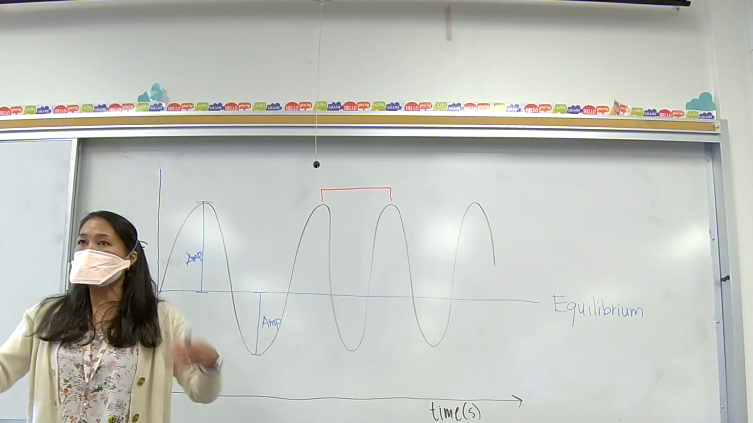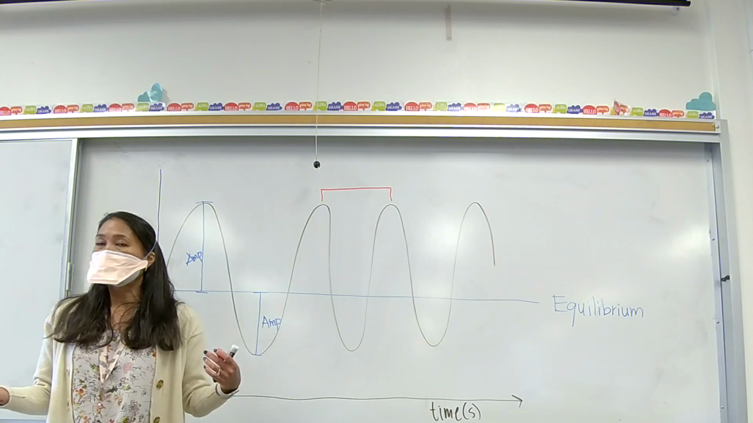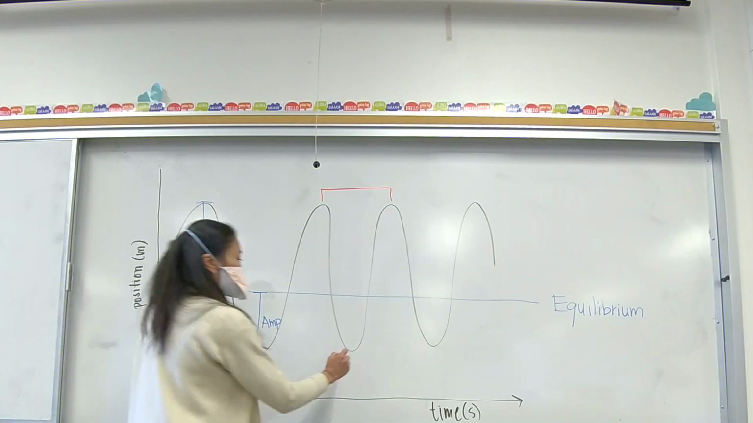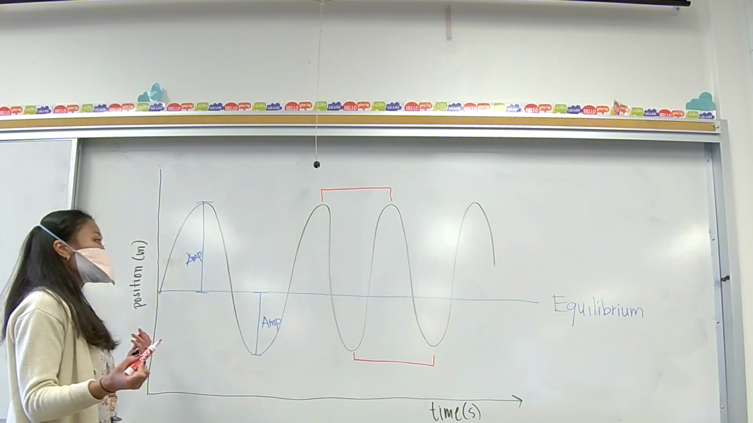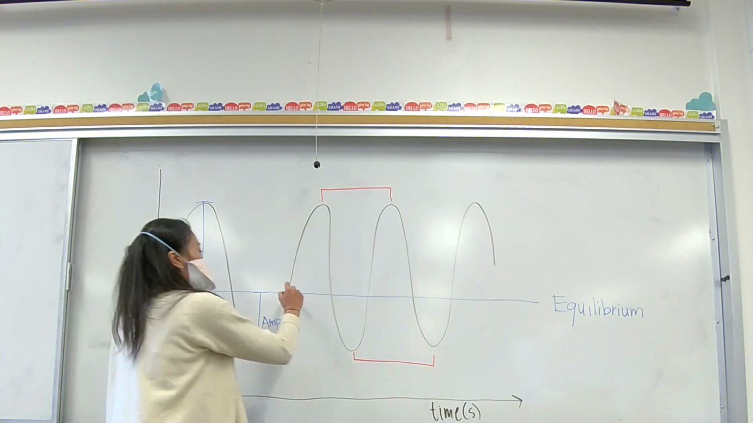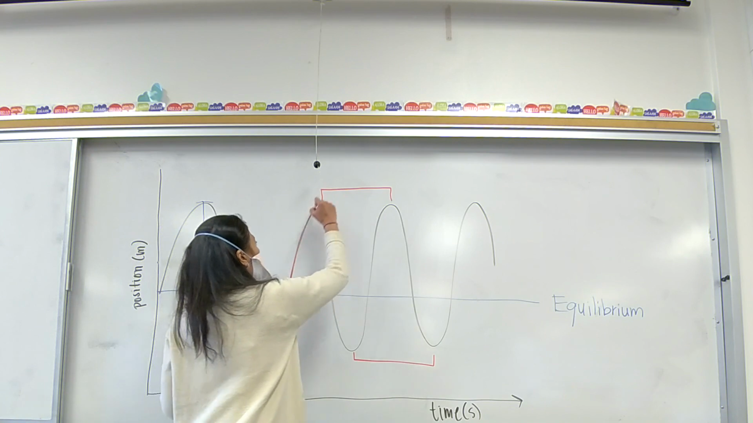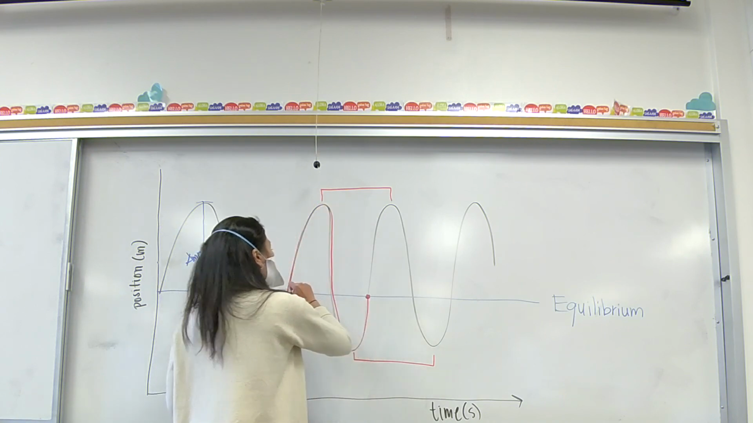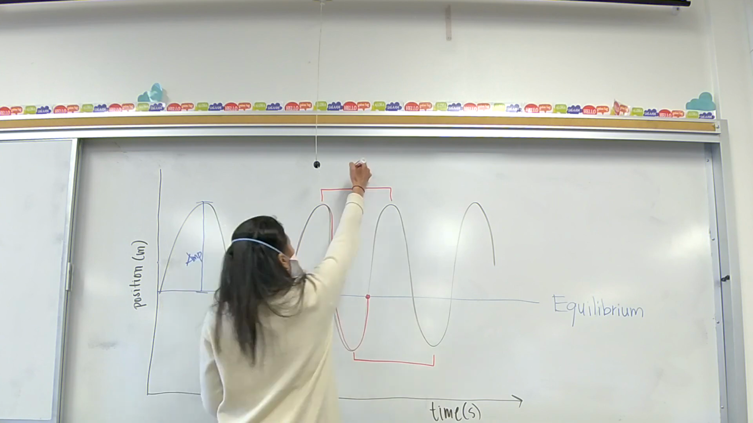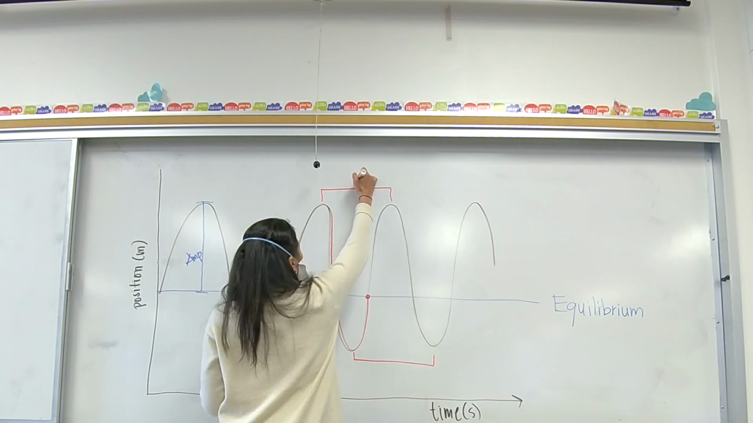So think about the vocabulary I'm using. You can also go trough to trough, or you can go from equilibrium up, down, and back to equilibrium. They should be the same distance. So this is what we call a period.